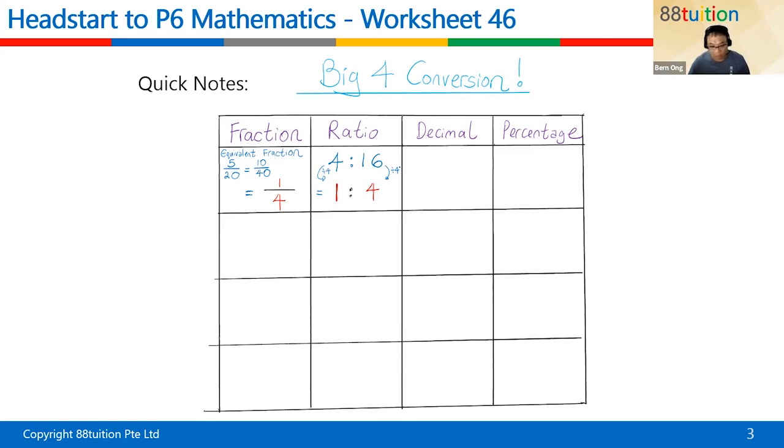Fraction 1/4 is top and bottom. Ratio 1:4 is left and right. So it's just a different way of presenting. But are they the same thing? Yes, they are. They are the same thing. It's just that the presentation is different. It's just like me.